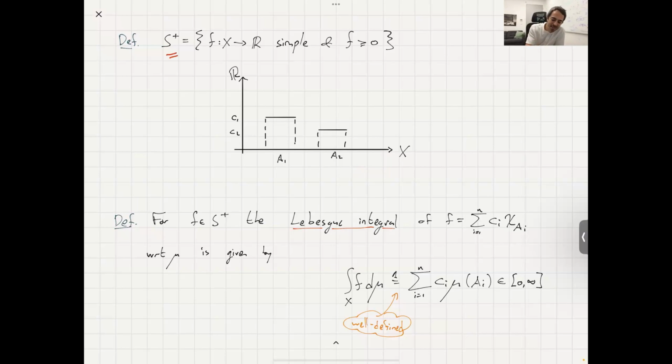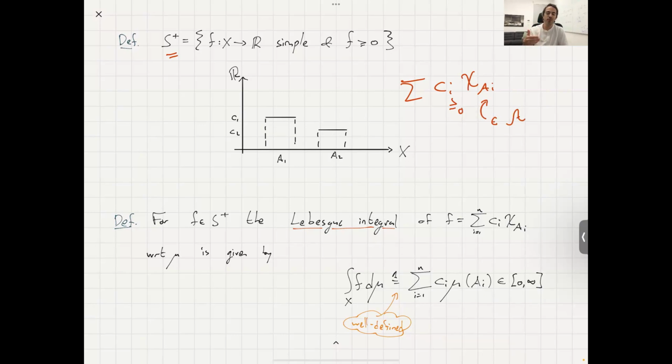And S plus is going to be the set of all simple functions which are non-negative. So put differently, it's exactly those functions that you can write as a combination like that, where the c_i's are non-negative and these are in the sigma algebra.